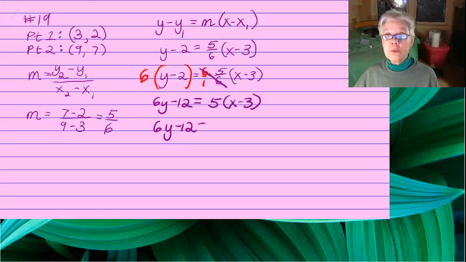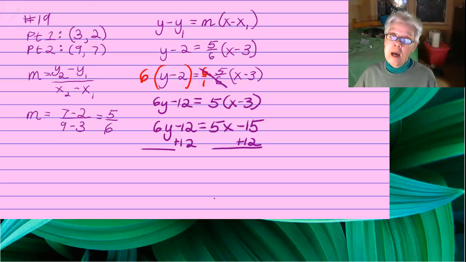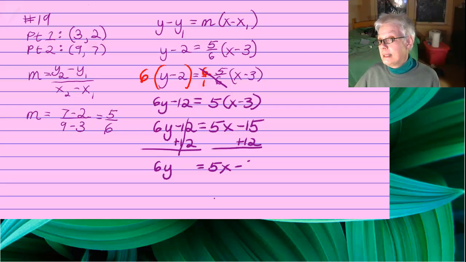Now distribute on the right side also. 6y minus 12 equals 5x minus 15. I'm going to add 12 to both sides because I have to solve for y. The 12s cancel out on the left, and I'm left with 6y. 6y equals 5x minus 3.